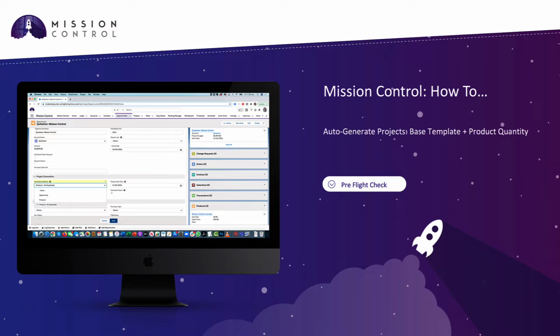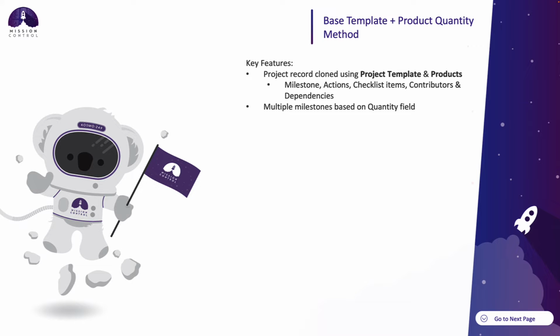Hello and welcome to our how-to video on the auto generation of projects from the base template plus product quantity method in Machine Control. This generation method provides you with the ability to clone a generic project plan from one project template, as well as building up the project plan based on the products associated to the opportunity.